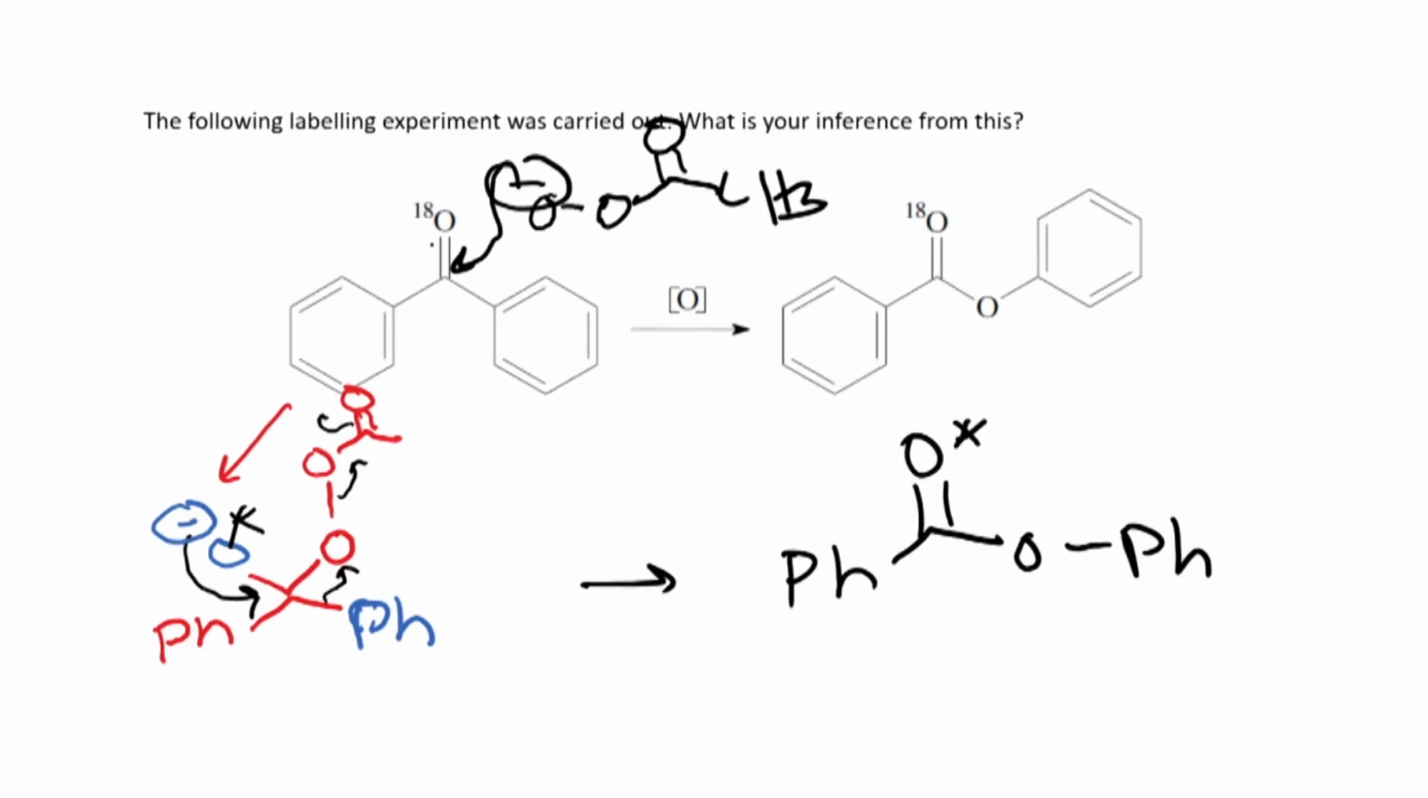It attacks here and generates this type of tetrahedral intermediate. And now collapse of the tetrahedral intermediate results in the migration of this phenyl group to give you this as the final product. Okay, so if there was any scrambling, then the label would not end up exclusively on the C double bond O, but it could have been lost. But what this tells me is that this is a concerted step wherein there is no possibility of scrambling.